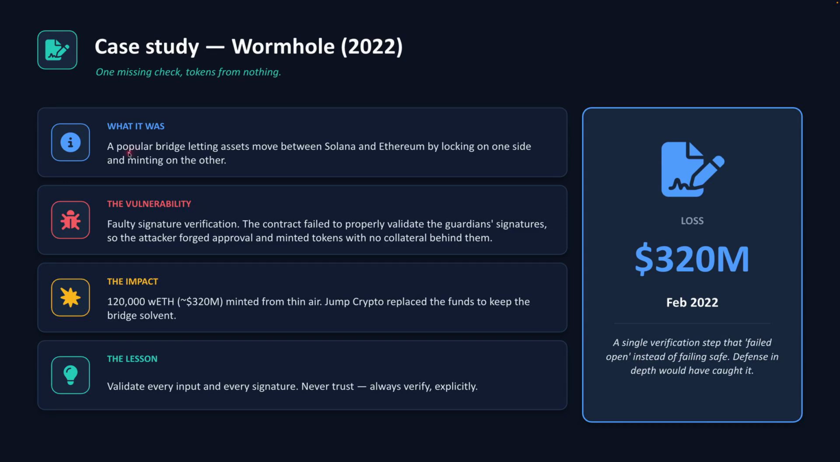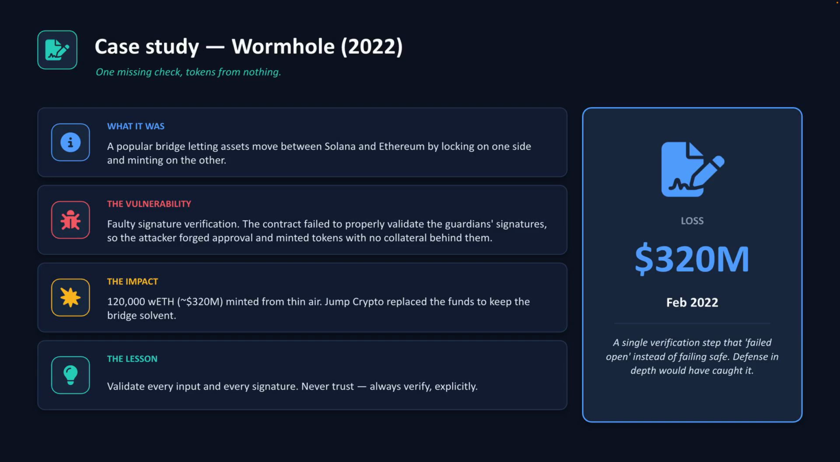A popular bridge letting assets move between Solana and Ethereum by locking on one side and minting on the other. So the Wormhole bridge moves tokens to and fro from Ethereum to Solana and from Solana to Ethereum. What was the vulnerability? Faulty signature verification. The contract failed to properly validate the guardians' signatures. So what happened? The attacker forged approval and minted tokens with no collateral behind them.